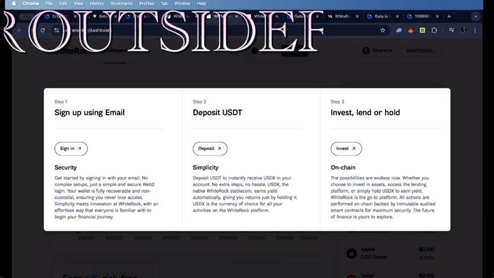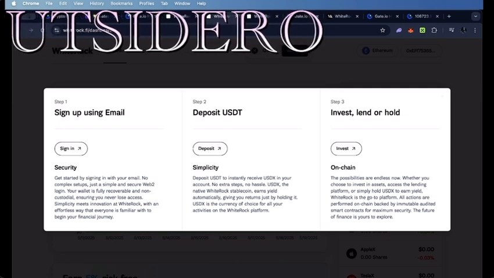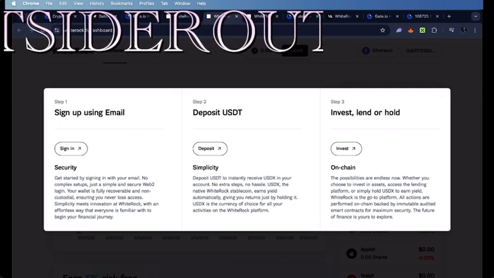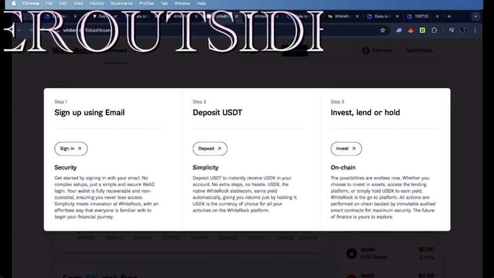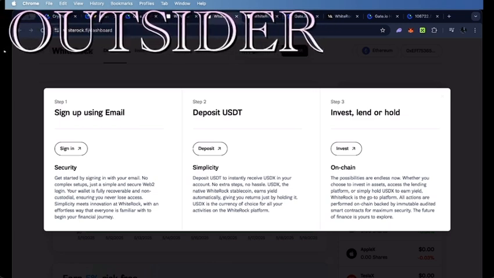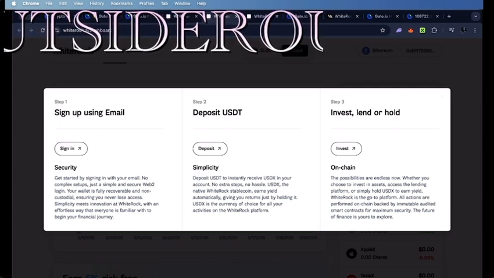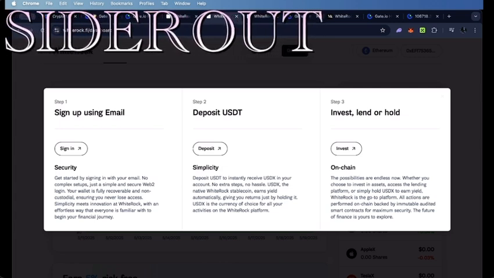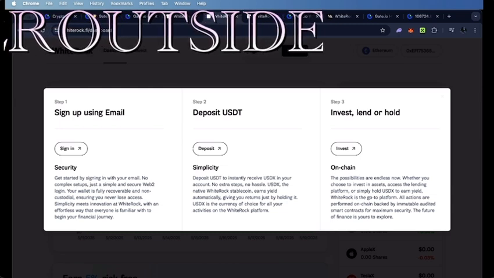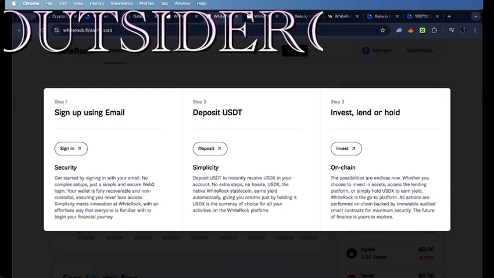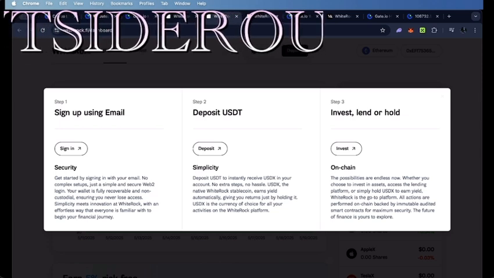We got deposit USDT simplicity. Deposit USDT to instantly receive USDX in your account. No extra steps, no hassle. USDX, the native Bytrack stablecoin, earns yield automatically, giving you returns just by holding it. USDX is the currency of choice for all your activities on the Bytrack platform.